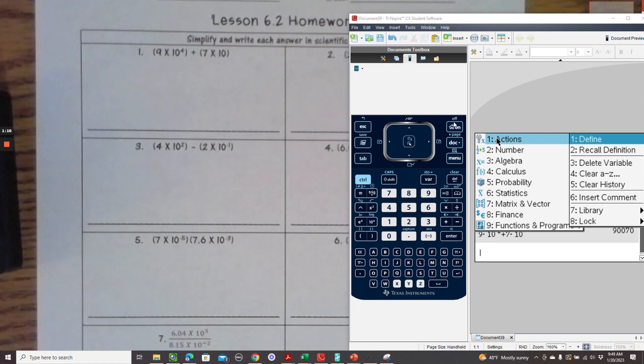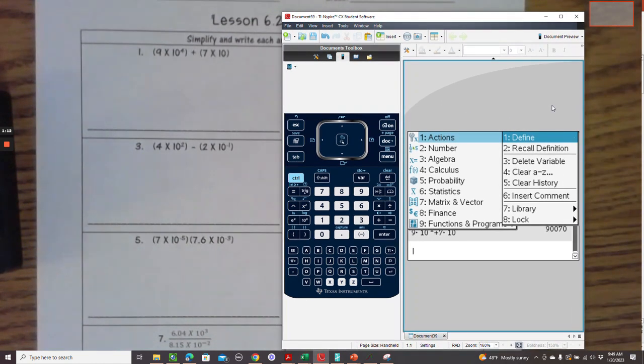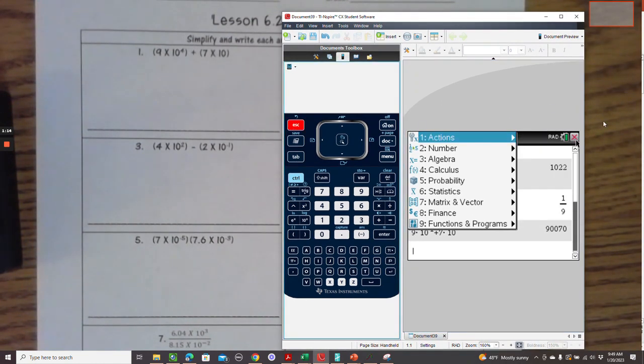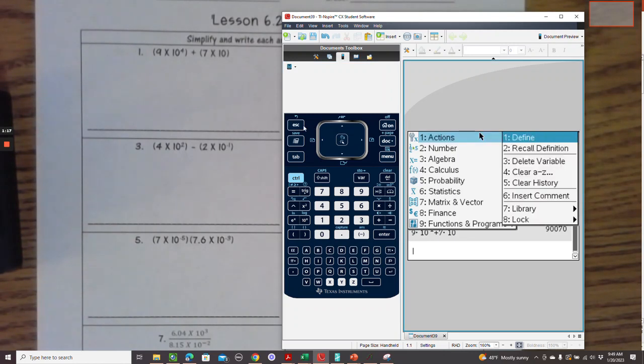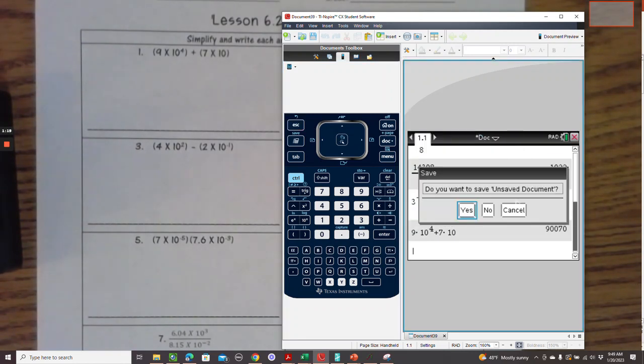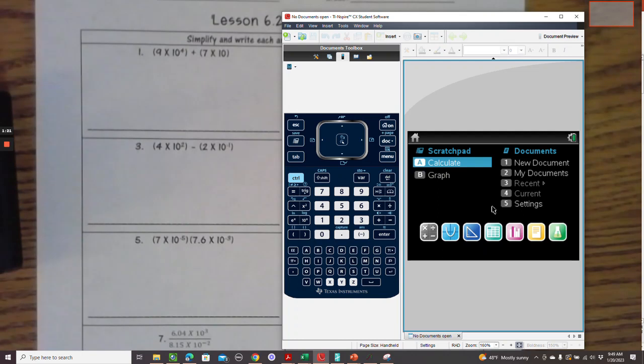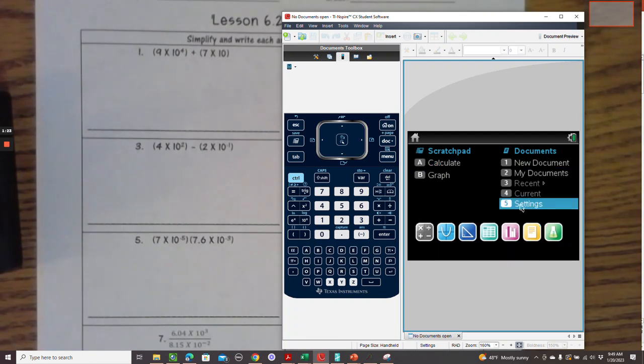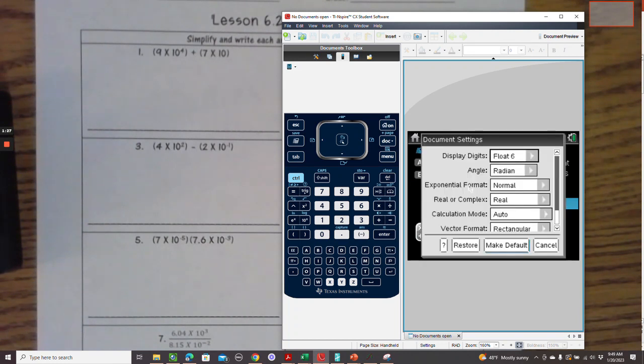All right, so let's start over. Let's exit out of this page, red X, and we're going to start a brand new page. So we're going to go over here to settings. 5 for settings. 2 for document settings. And then right here, the exponential, that's what you change to scientific. And then the calculation mode, you change to approximate.